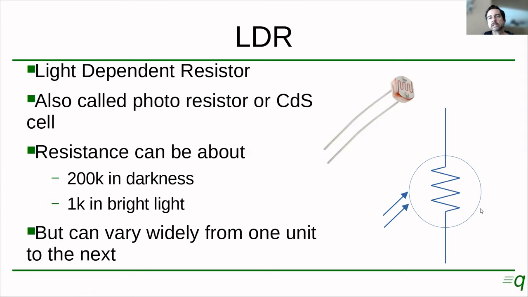Okay, this is a symbol, which is a resistor with these two arrows pointing to it, symbolizing that this would be the light and that this resistance is sensitive to light. These values that I gave you here are just a very rough guideline and could vary a lot from one unit to the next, okay? So check the data sheet or even measure them to see how they behave if you have to design one of these.